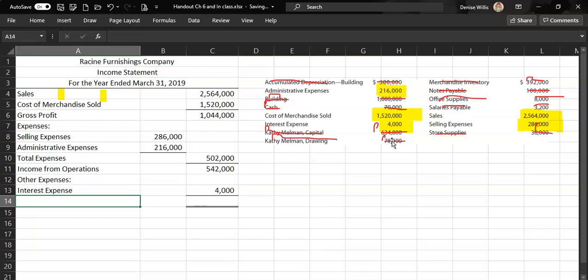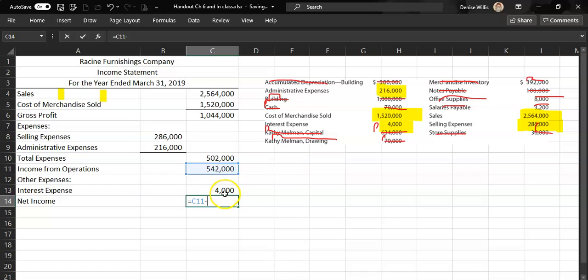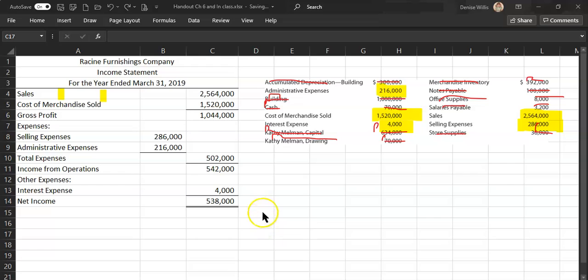Now we can get net income. That is income from operations minus the other expenses. So our net income is $538,000. For a point of terminology, let me point out that this is considered a multi-step income statement, as I mentioned earlier. All a multi-step income statement means is that you have different sections involved. So here's a section showing gross profit. Here's a section that shows our total expenses. And then we have another section for the other income and expense items right here.